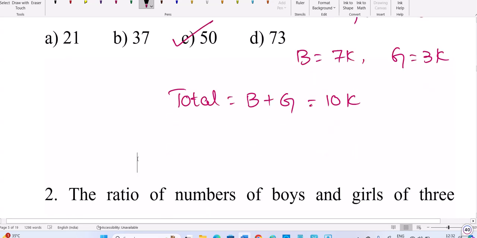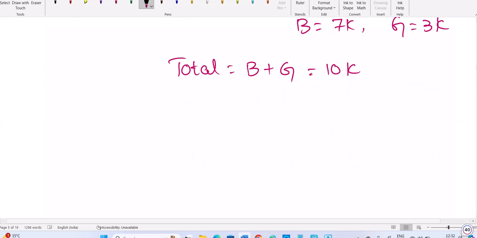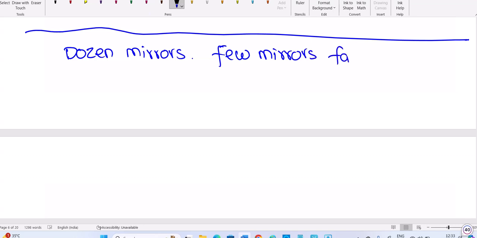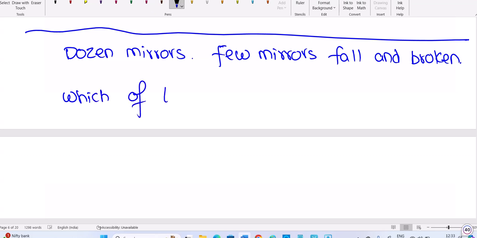I just want to add here, that's the last question for today's discussion. One point, this was given in placements already. They're given like, you are carrying some dozen mirrors. Dozen means how many will come? 12. So that point. And a few mirrors fall down, broken, and the rest unbroken.